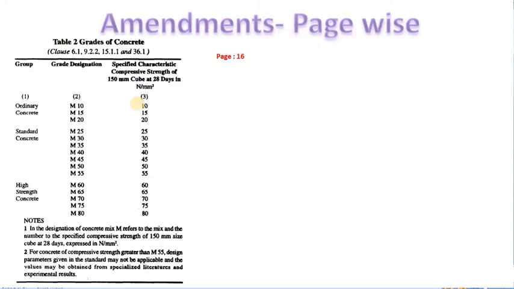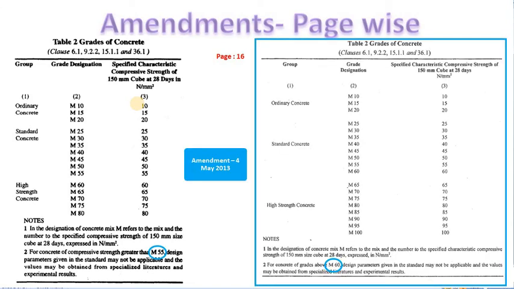This is a very important Table number 2, which shows the grade of concrete. Here in ordinary concrete there were no changes made. In standard concrete the upper value was M55, now it is amended as M60. This amendment was made in 2013. Further, in high strength concrete also, the higher value M80 was upgraded to M100. Further, in the footnote of this table, you can see in point number 2, M55 is changed to M60 since the standard concrete was upgraded to M60.